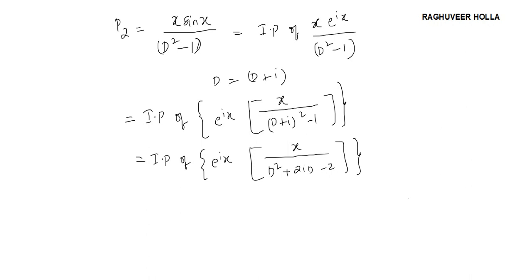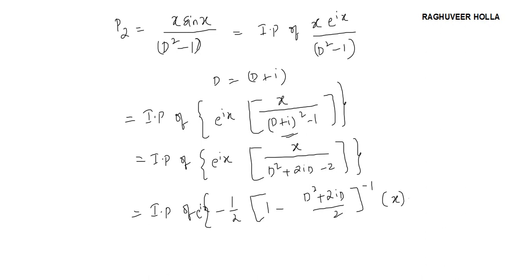So what we have done is we have tried to simplify this further. Now let me take minus 2 outside and get the things done clearly. Okay, now if I take 1/2 outside and have e^(ix) outside, right? So this is multiplied, and if I take it to the numerator, this is 1 minus this whole thing, that is (D squared plus 2iD) divided by 2, and this is whole inverse, and it is multiplied by x, close the brackets.